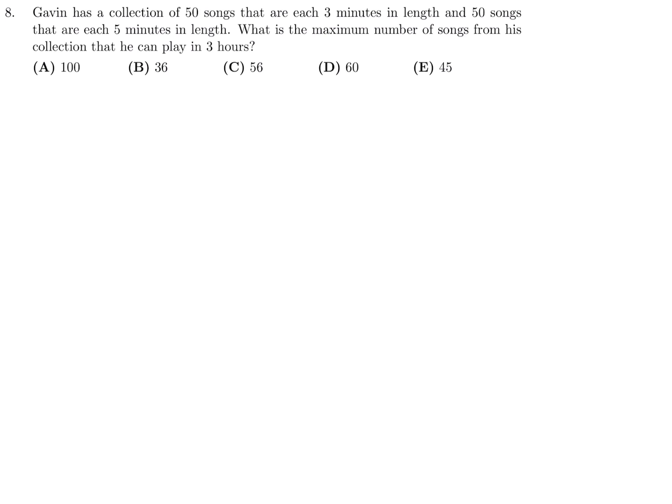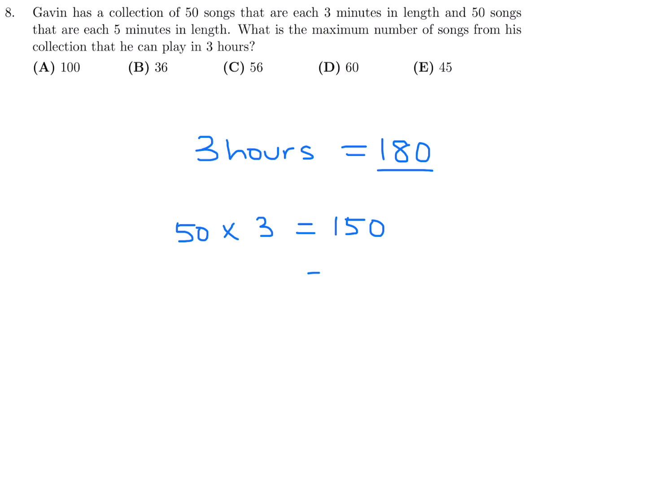Gavin has a collection of 50 songs that are each 3 minutes in length and 50 songs that are each 5 minutes in length. What is the maximum number of songs from his collection that he can play in 3 hours? 3 hours is equivalent to 180 minutes, right? 3 times 60. So what we can do is squeeze in all the songs that are 3 minutes in length. So 50 songs times 3 minutes, that's 150 minutes. So we still have 30 minutes remaining from the 180 minutes in total.